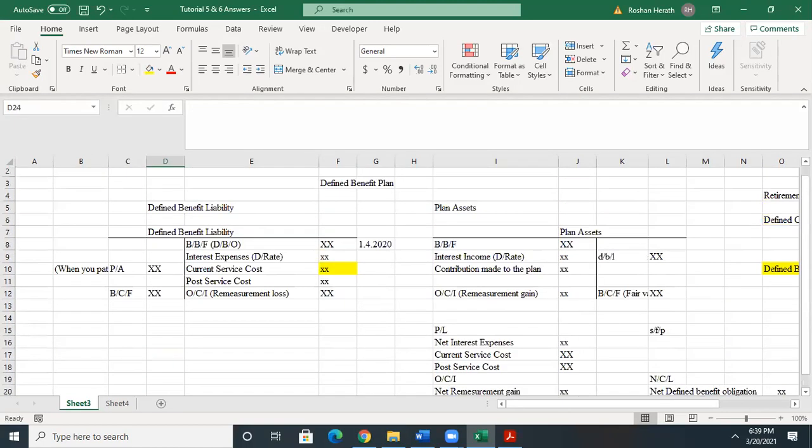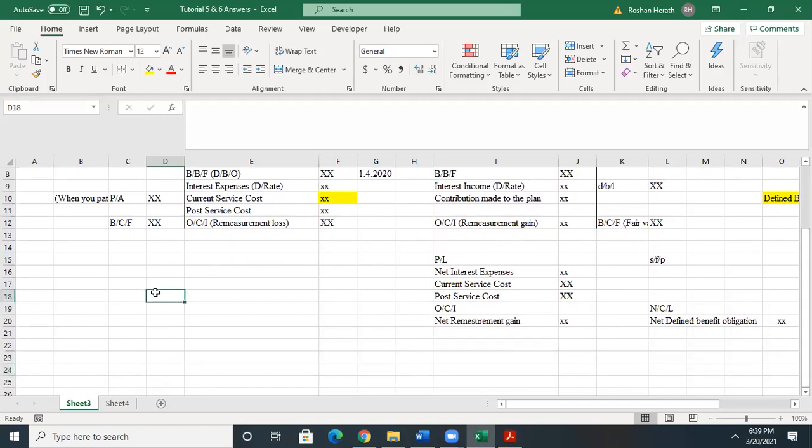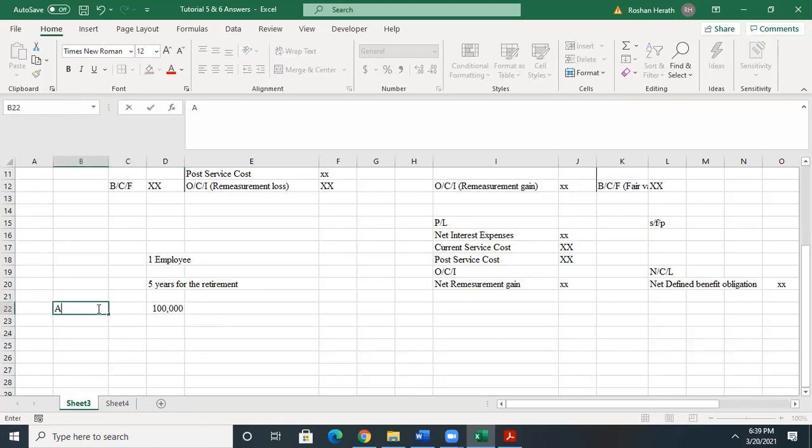But just to show you at this point, to keep the understanding simple about this defined benefit liability, I'm going to assume an organization with one employee. There's one employee in the organization, and let's say that there are 5 years to retirement. And today, let's say that he is enjoying an annual salary of, say, 100,000. He's having an annual salary of 100,000.